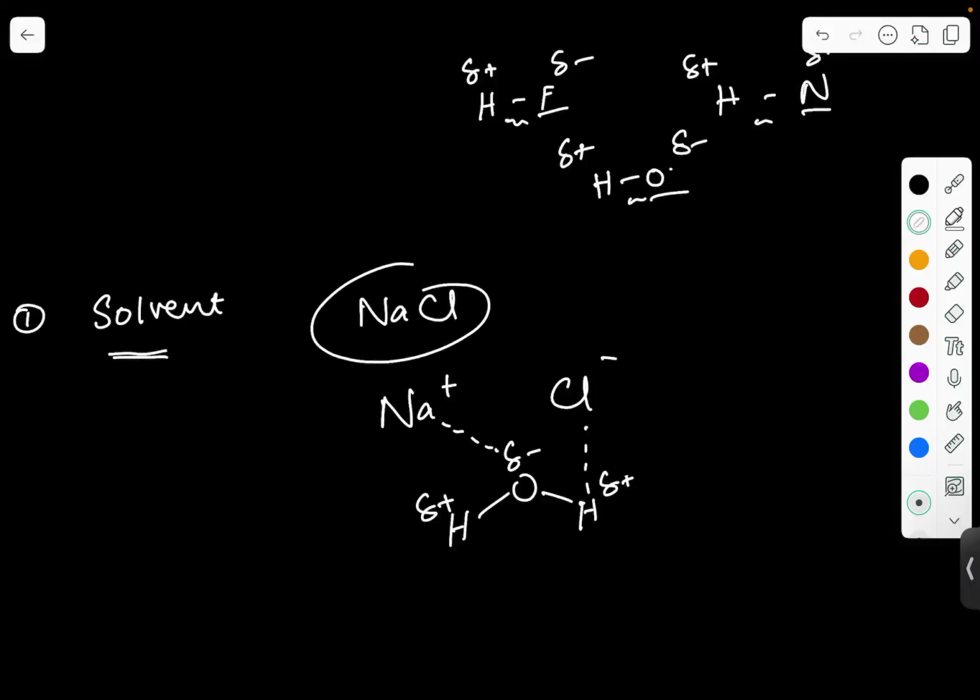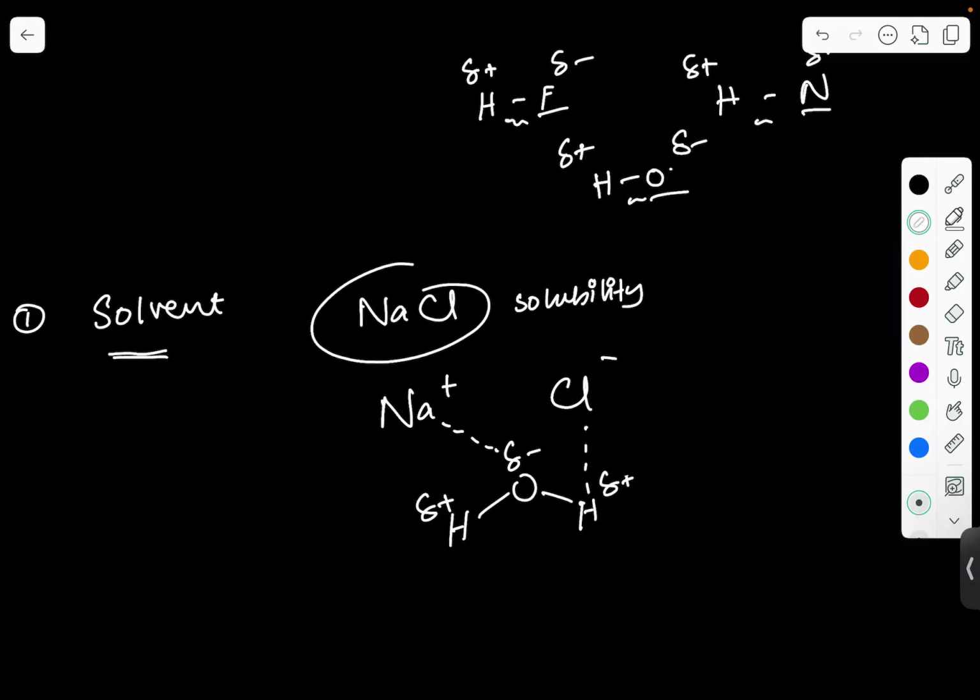This interaction of these ionic charges with the partial charges of the water molecules is what allows the solubility. Now think about it like this. Oil, fats, right? Lipids. They're not soluble in water. Why are they not soluble in water?